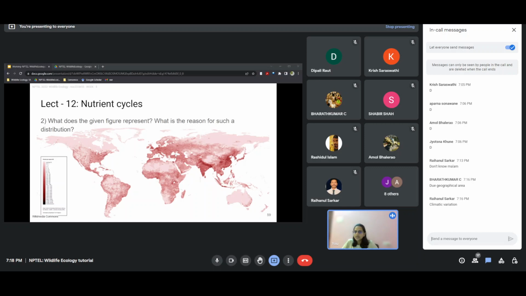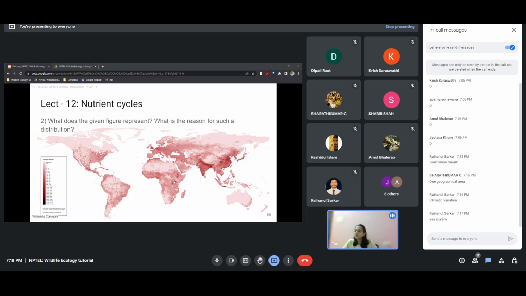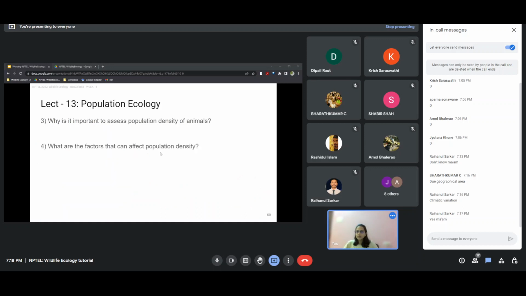So there are various factors, as several of you rightly identified, that affect population distribution and population density of humans. Though humans are known to inhabit every single surface on the earth, there are areas where the population densities are very low, right?